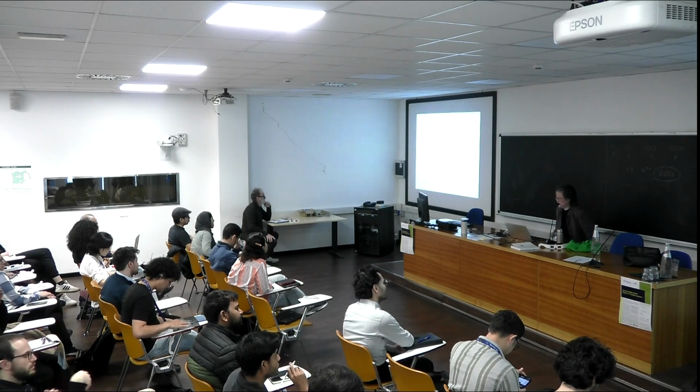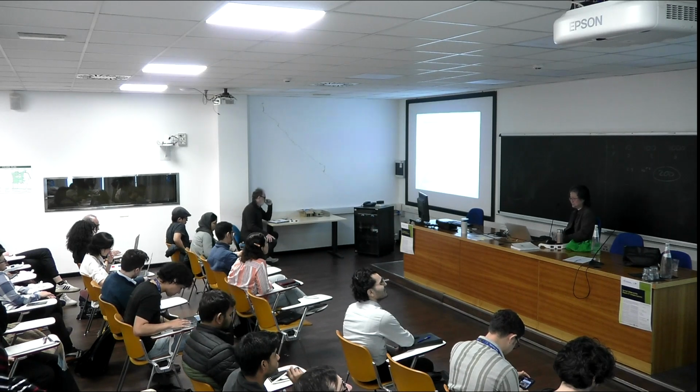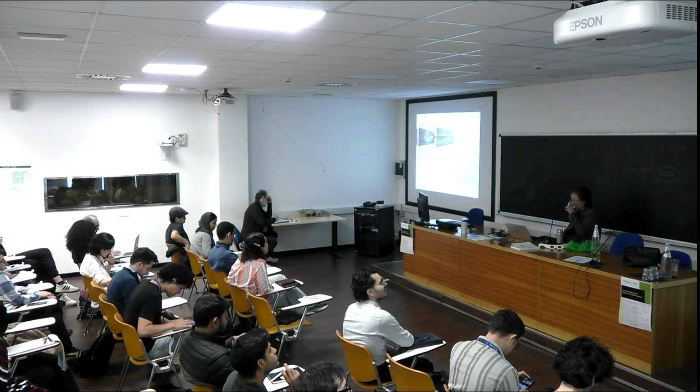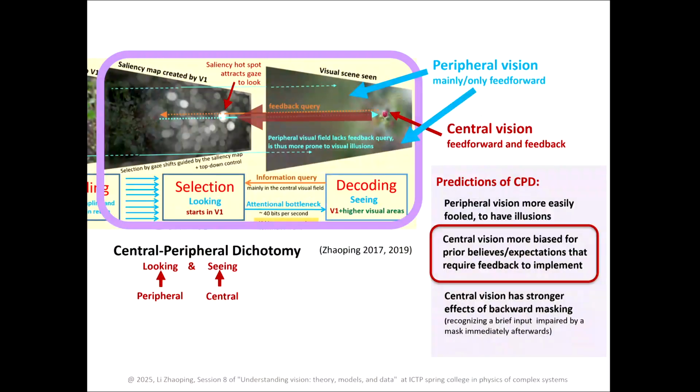Top-down bias in ambiguous perception as another manifestation of the central-peripheral dichotomy. We recall that one of the predictions of the central-peripheral dichotomy is that central vision should be more biased for prior beliefs or expectations that require feedback to implement. Let's look at an illustrative example.